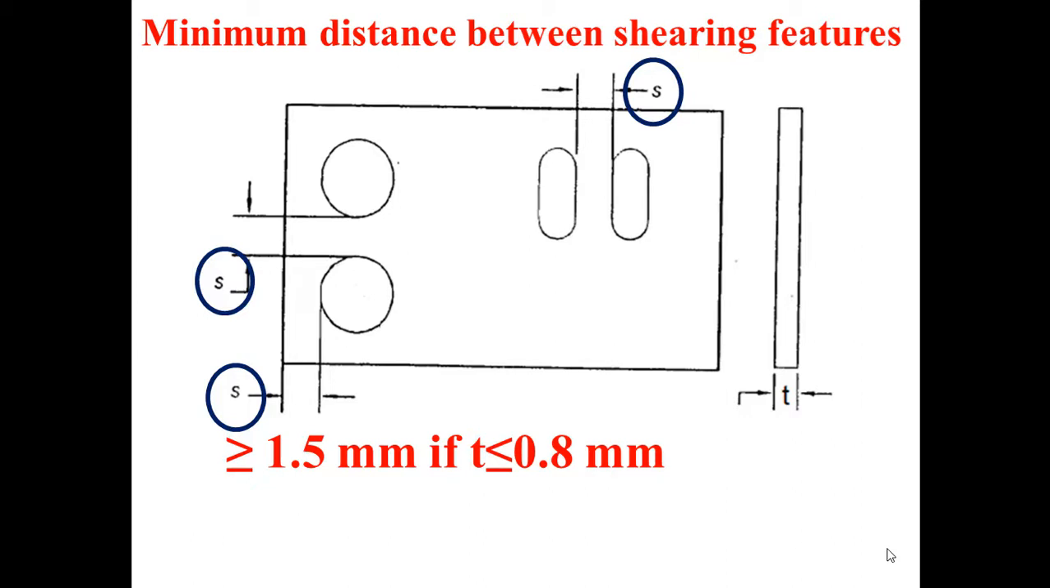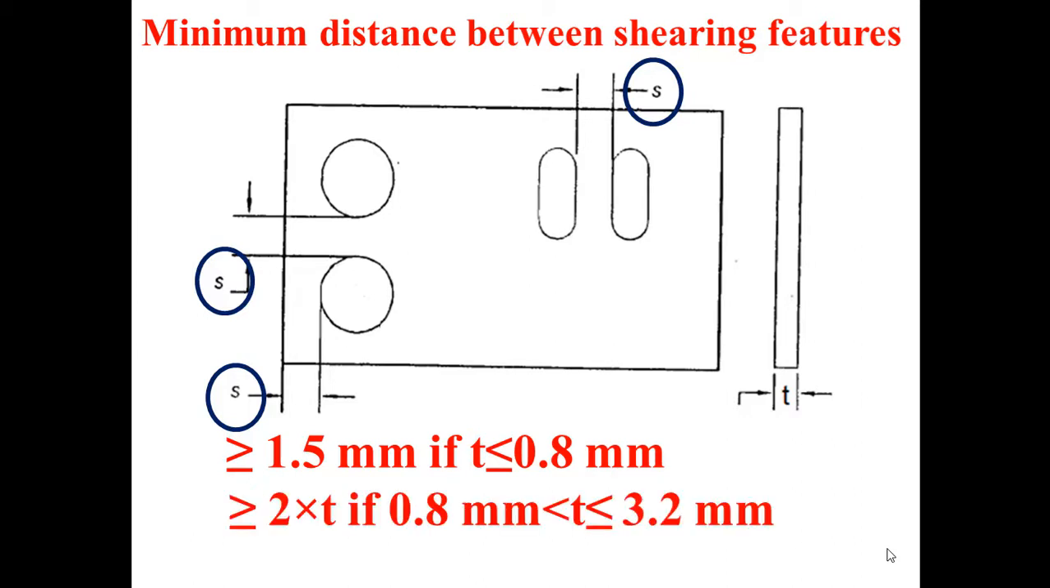The minimum distance must be also higher than 2 times the thickness if the thickness of the sheet metal blank is between 0.8 millimeter and 3.2 millimeters, and it must be higher than 2.5 times the thickness if the thickness of the sheet metal blank is higher than 3.2 millimeters.